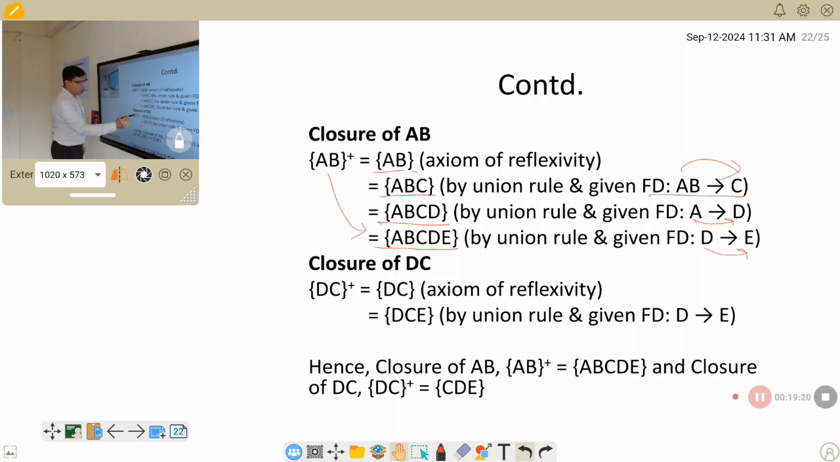Similarly, the closure of DC starts with DC by the reflexivity rule, and according to the functional dependency you add E into this set. There is no other functional dependency by which we can derive the other attributes. Therefore, this is the closure of DC. So this is the closure of AB and this is the closure of DC.